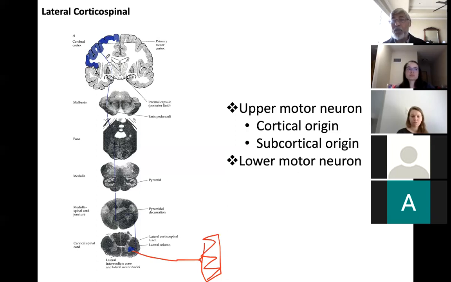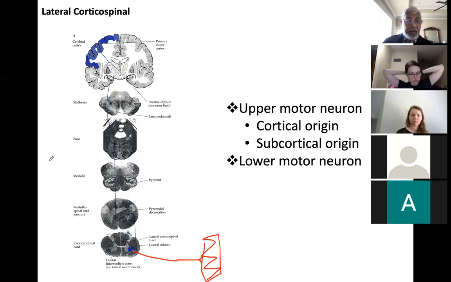Precentral gyrus, right? Because the postcentral gyrus was the sensory area. The precentral gyrus is the primary motor area, right? But in reality, if we look at all the nerve fibers that are contained in the corticospinal tract, we see only 30% of them arise from the primary motor area.